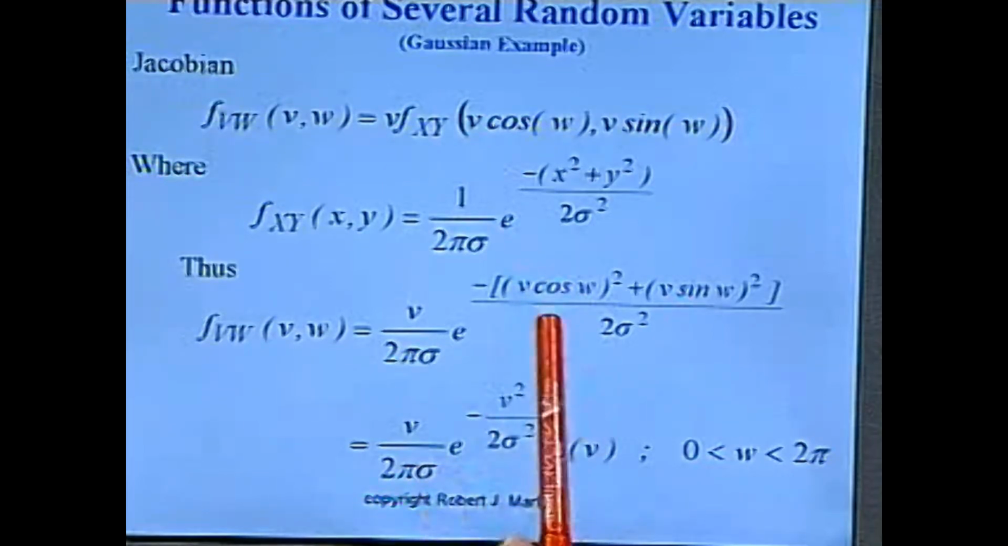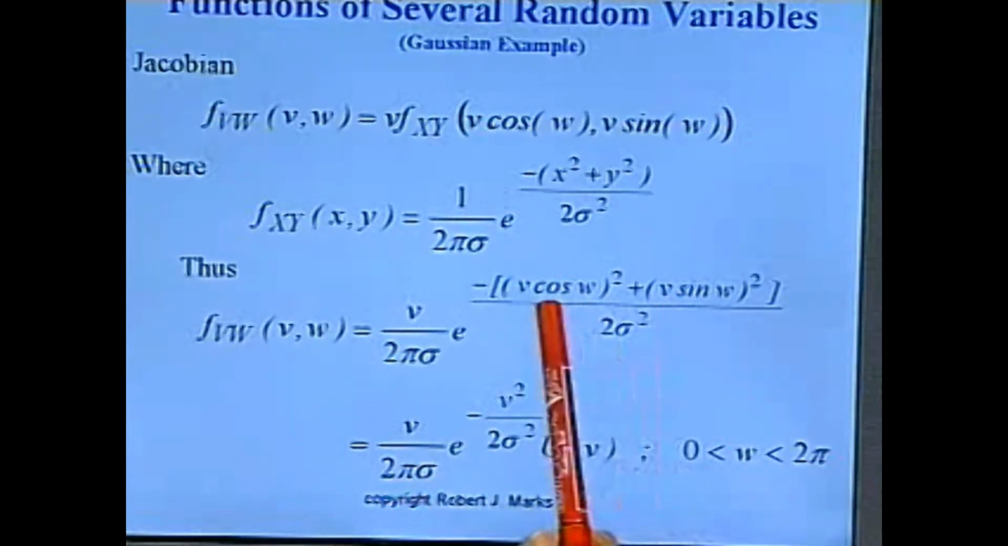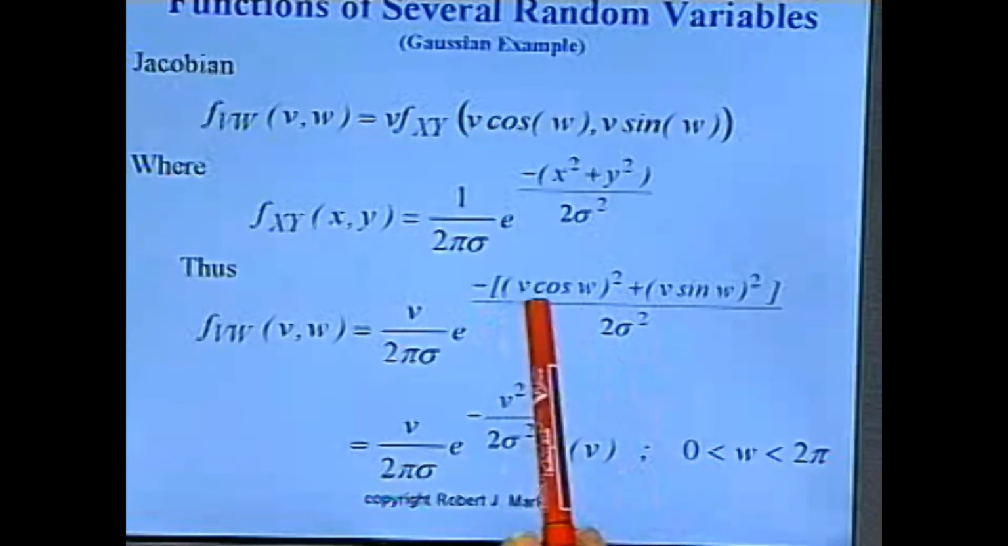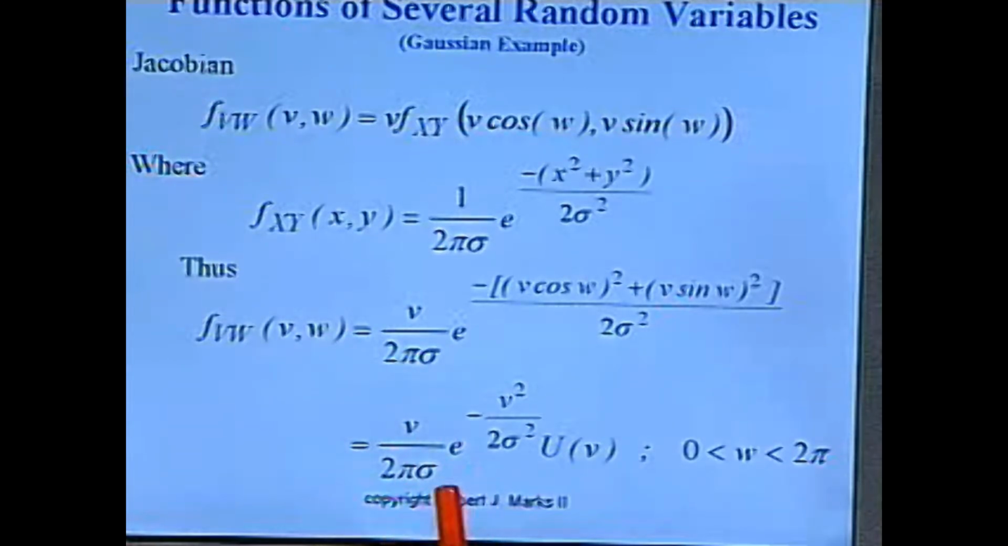Well, this is nice because we can take this expression that we have and we can simplify it. We can take the v squared outside. We're left with the cosine squared plus sine squared on the inside, which goes to 1. And we're left with a very nice expression. And the expression is v over 2 pi sigma squared e to the minus v squared over 2 sigma squared.